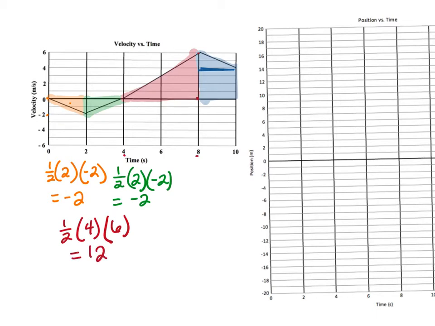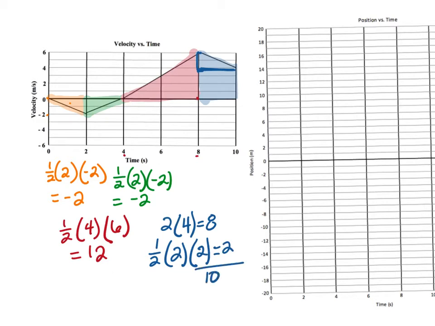And then lastly, for our combo shape, we're going to have the square and the triangle separately. So for the square, it has a width of 2 seconds because it goes from 8 to 10, times its height goes up to 4, so that's going to equal 8. And then the triangle on top is 1/2. It has a width of 2 seconds as well, from 8 to 10, and its height starts at 4 and goes up to 6, so its height is 2. So 1/2 times 2 times 2 is going to equal 2. So when you add those together, you get a total of 10. Right? So that's your first step.